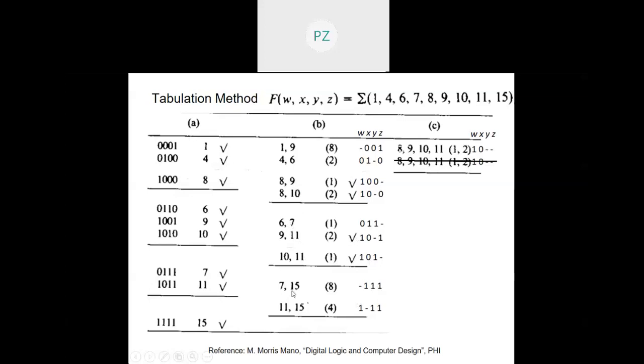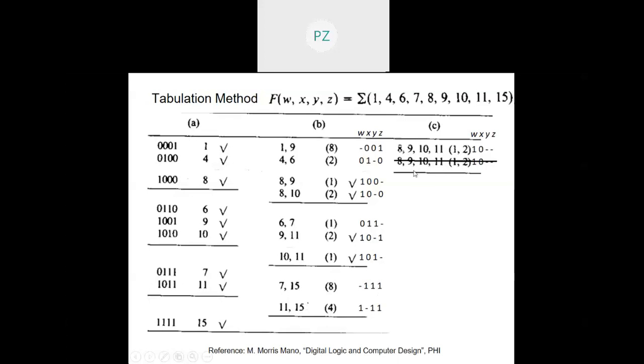6 7 doesn't combine with 7 15. 6 7 doesn't combine with 11 15. 9 11 doesn't combine with 7 15, varying in more than one place. 9 11 doesn't combine with 11 15 either. 10 11 doesn't combine with 7 15, and 10 11 doesn't combine with 11 15. So nothing combined, so nothing in this group.